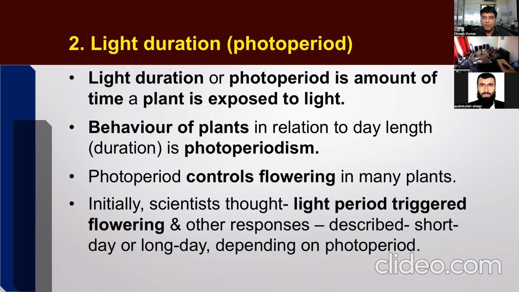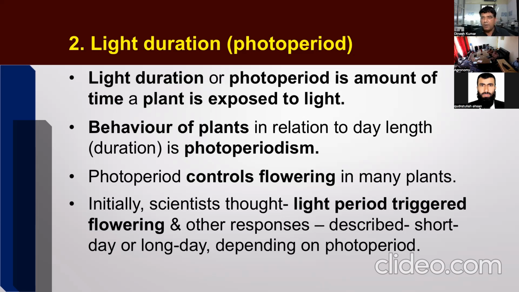Photoperiod controls flowering in many plants. Initially, scientists thought that the light period triggered the flowering. They thought that the light period is more important than the dark period and other responses. Based upon that, scientists classified the plants into short day plants, long day plants, and day neutral plants depending on the photoperiod, how long plants are getting the light.